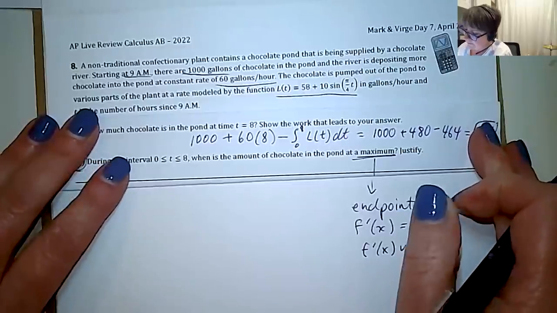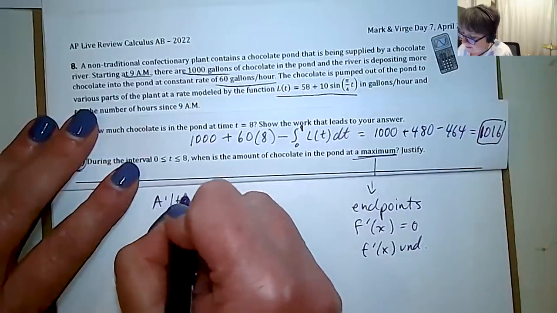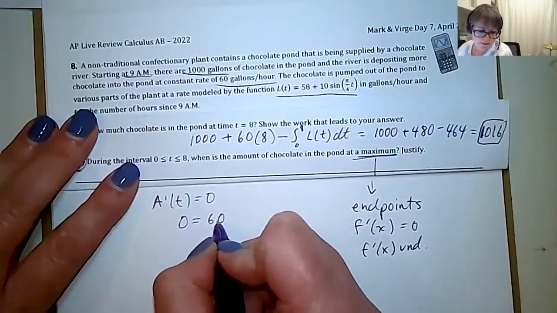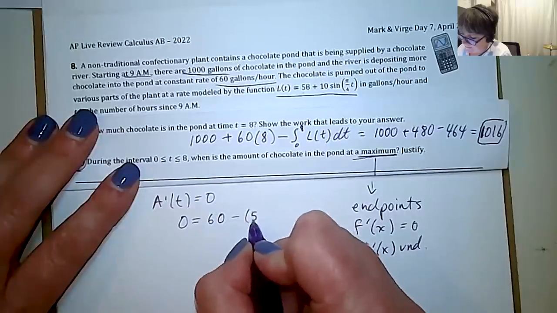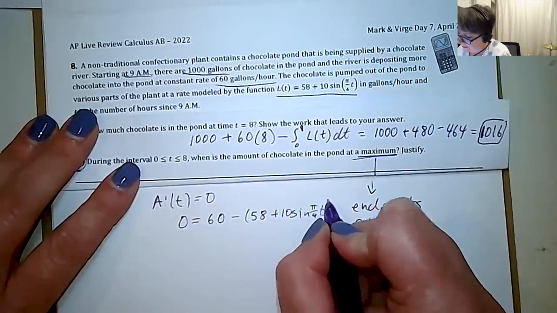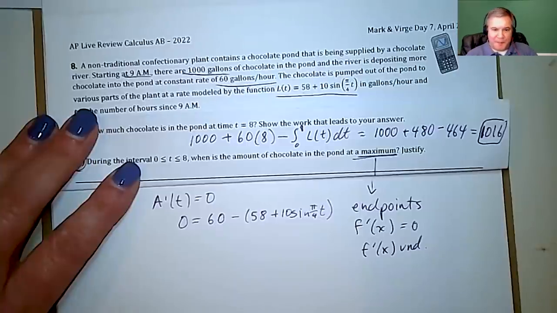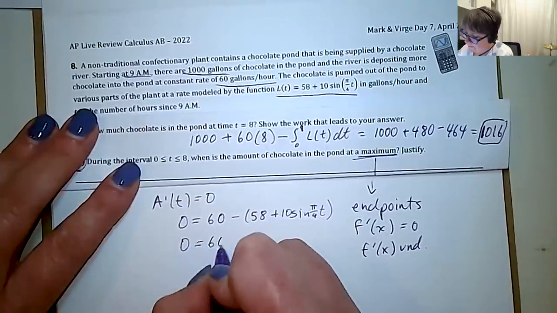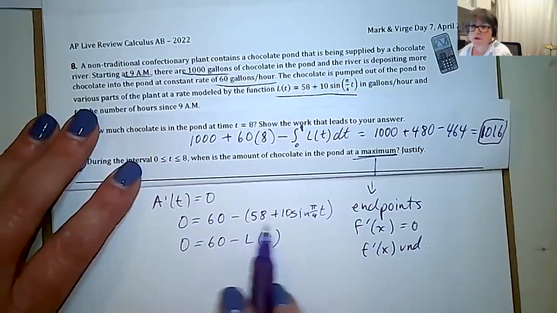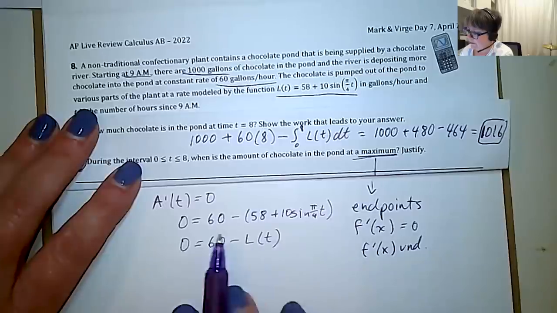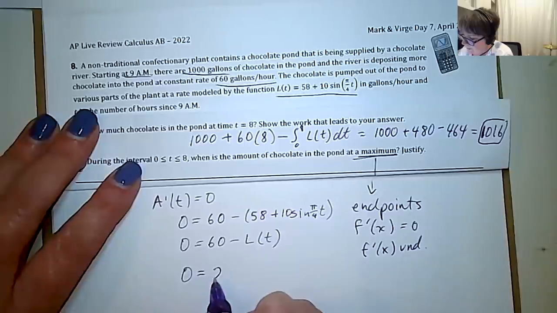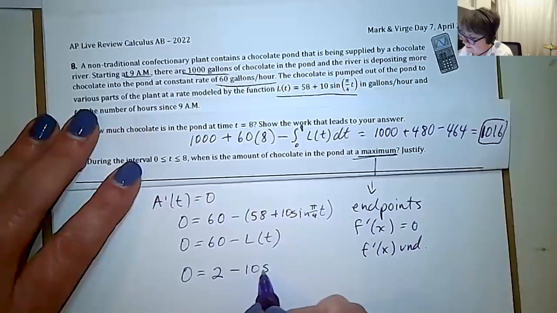So I really need to think about, where is that A prime of T equal to 0? So where is that 60 minus 58 plus 10 sine of pi over 4 T equal to 0? It's really L of T, right? Yeah, you could write 60 minus L of T, where is that equal to 0? Yep. Now, it depends on how much mental math you want to do before you go to your calculator. I would probably do 60 minus 58 and get 2. And then I have 2 minus 10 sine of pi over 4 T.